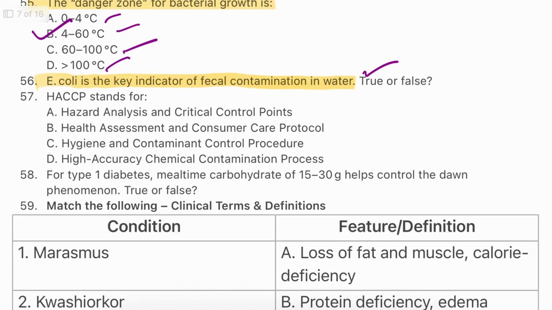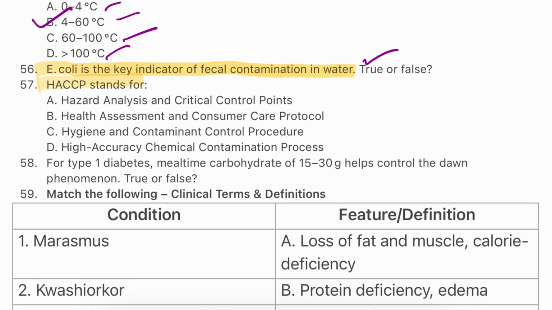Question number 57. HACCP stands for Hazard Analysis and Critical Control Point, Health Assessment and Consumer Care Products, Hygiene and Contaminant Control Procedure, High Accuracy Chemical Contamination Process. The answer is A. Hazard Analysis and Critical Control Point.